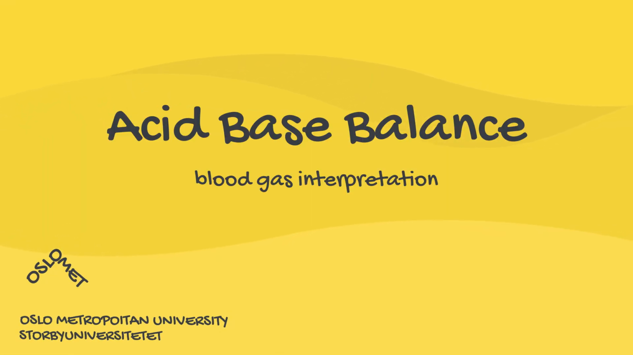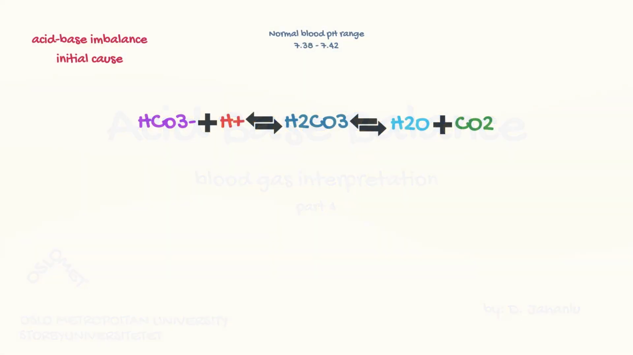Acid-base balance and blood gas interpretations, Part 4. In this part, we are looking at metabolic alkalosis. Metabolic problems start with disturbances in concentration of either hydrogen ion or bicarb. And alkalosis means that we have too many bicarbonate ions.